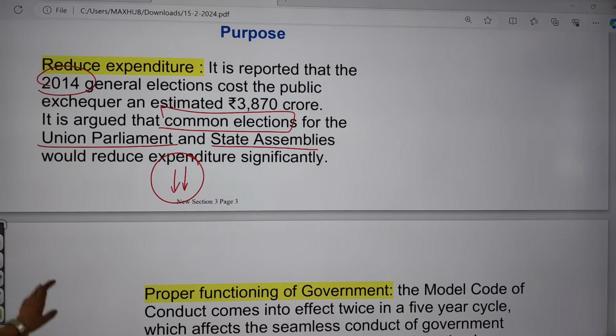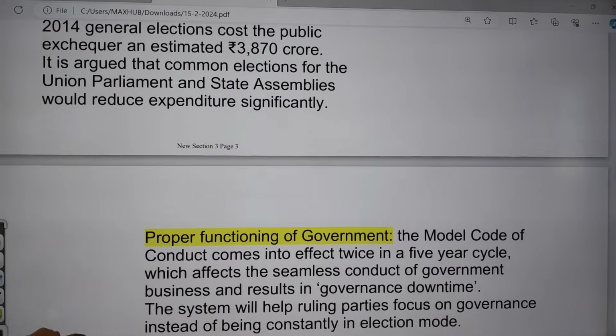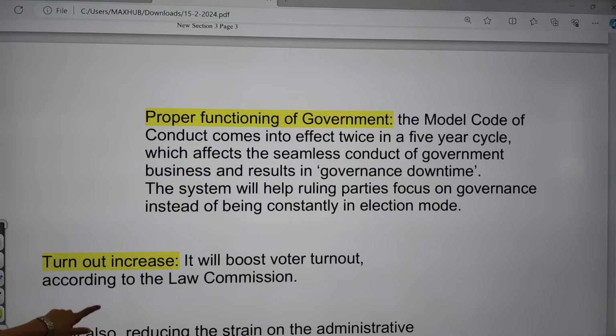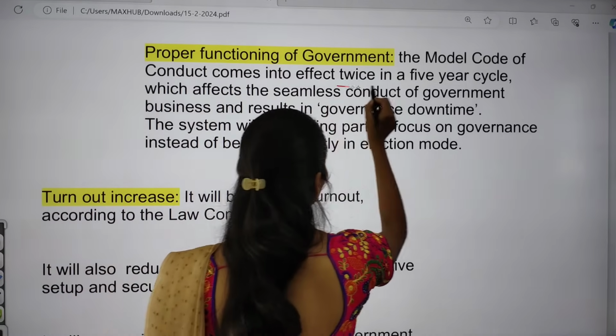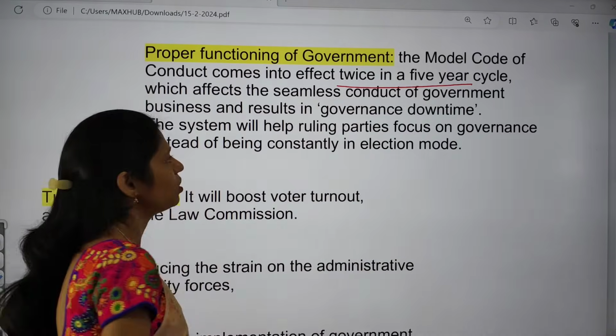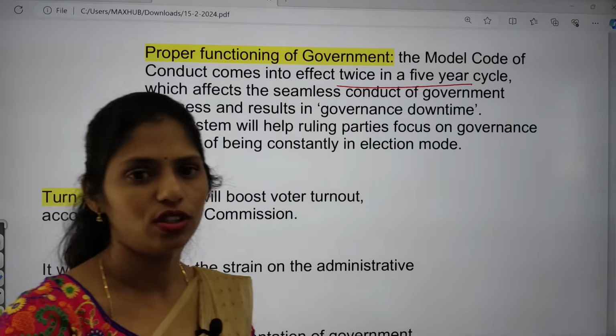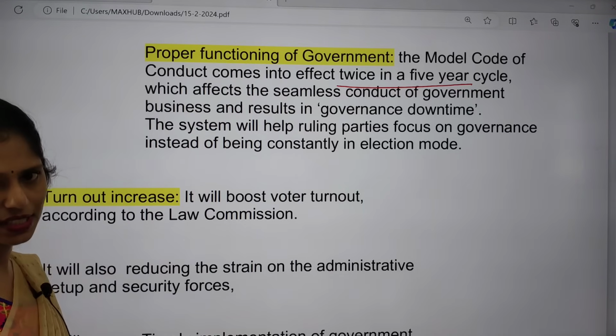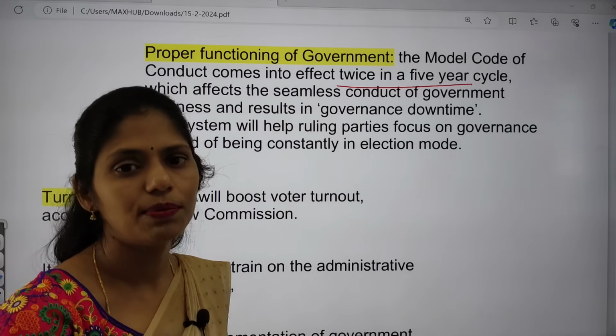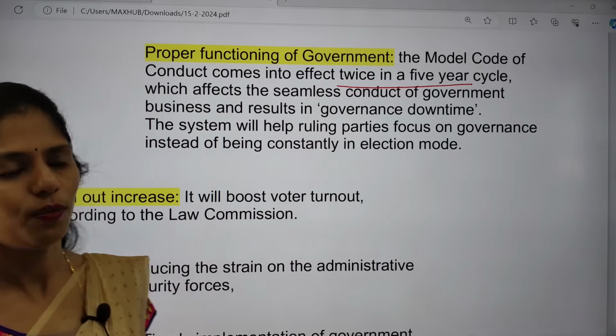The second important advantage is it will lead to the proper functioning of government. Whenever the model code of conduct, that is MCC, comes into play, it takes effect twice in a 5-year cycle. Because of this, it affects the functioning of government. So with simultaneous elections, we can ensure improved functioning of government.